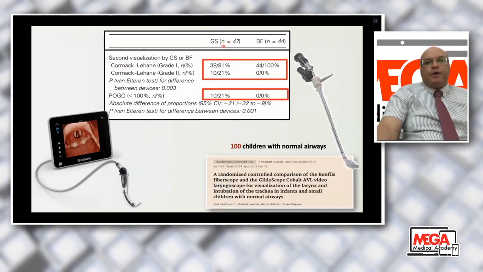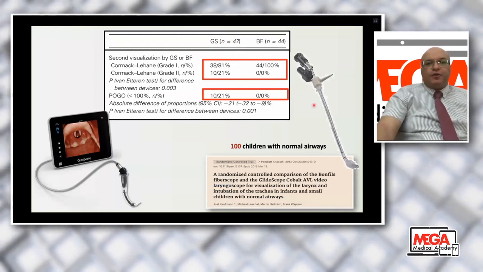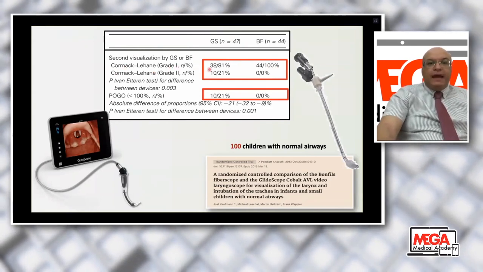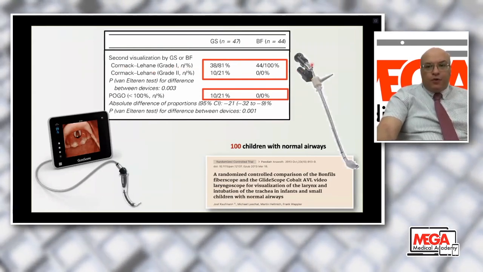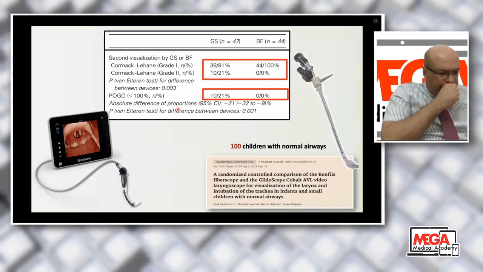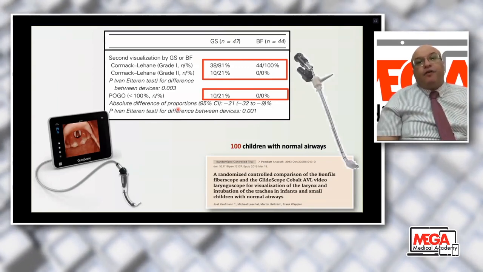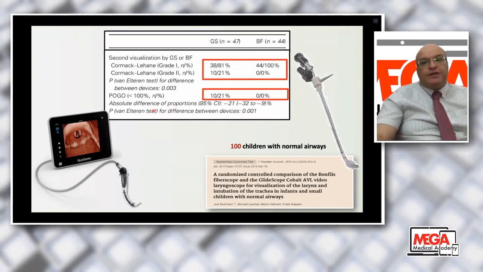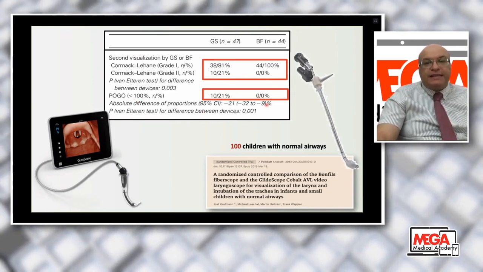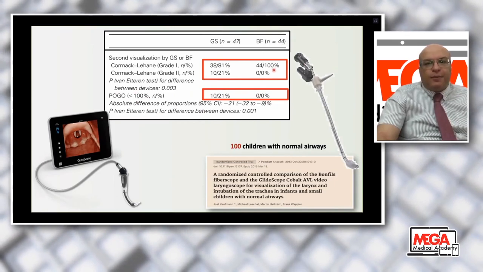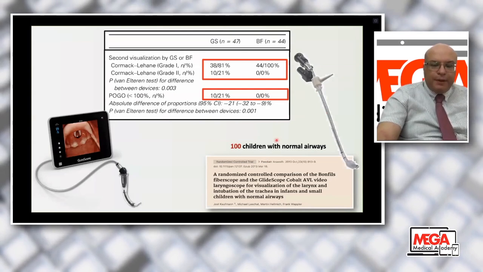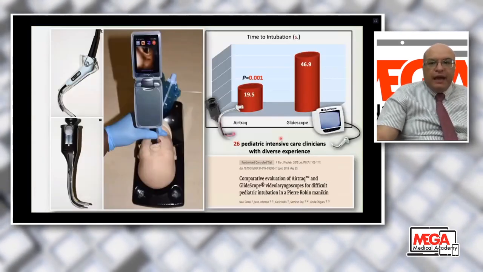GlideScope in 50 and about 100 patients with Bonfils retromolar laryngoscope. You can see the glottic view, Cormack-Lehane grade one, which is the best view, is more with Bonfils and GlideScope, and also BOGO. Excuse me, it is the percentage of optimum glottic view. It should be 100%, and if less than 100%, 0%. That means all these 44 patients have the best view using Bonfils. This is the 100 patients with normal airways.